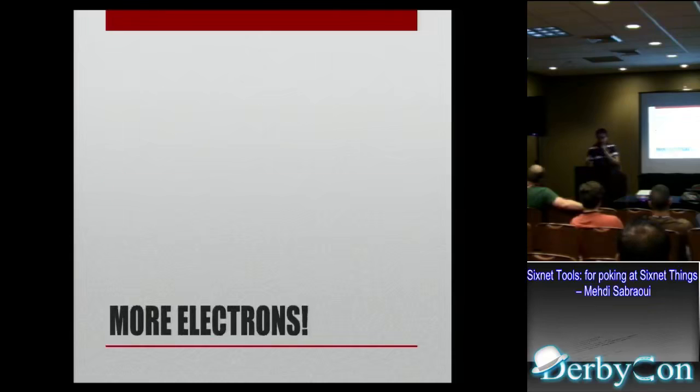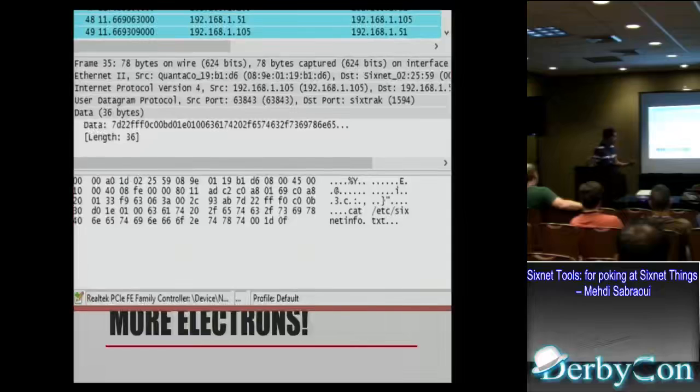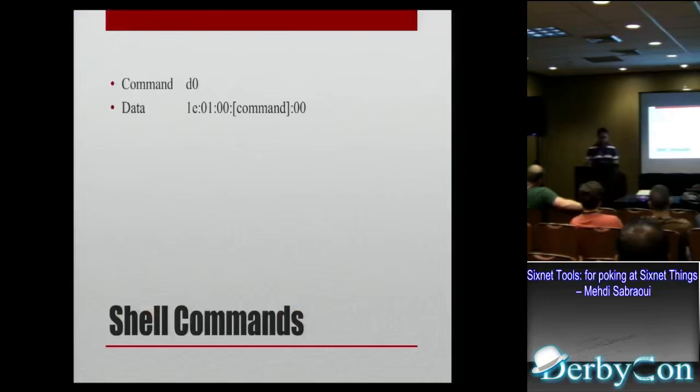So, more electrons. Let's see what else we can do with this. Playing around more with the toolkit, more with Wireshark, and suddenly this comes up. I don't know if you guys can read that back there. cat etc/sixnetinfo. That kind of looks like a shell command. So let's see what we can do with that. Here we have shell commands.